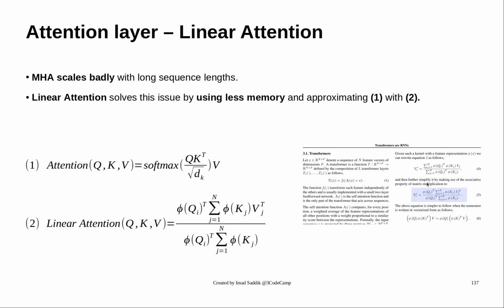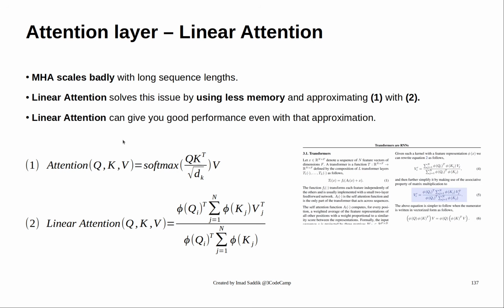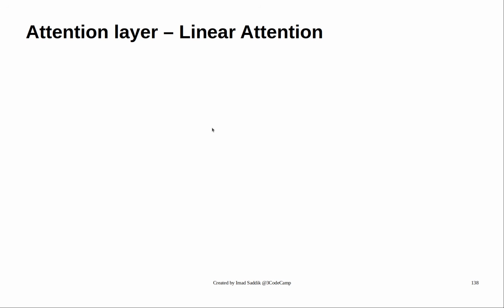And as you can see, equation number 5 is exactly what I have written here. Also, researchers found that even though we are doing this approximation, which goes from big O(n squared) to O(n), basically turning the complexity to be linear, this method can give you good performance even with this approximation. Now let's see how the attention layer looks like.